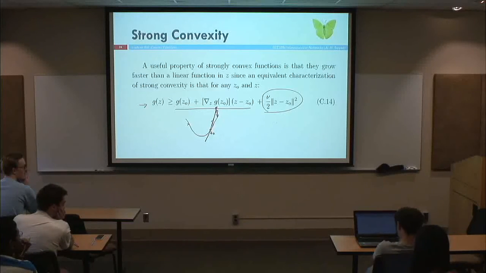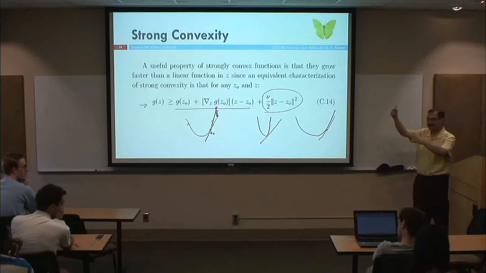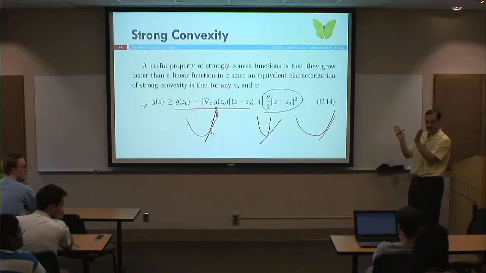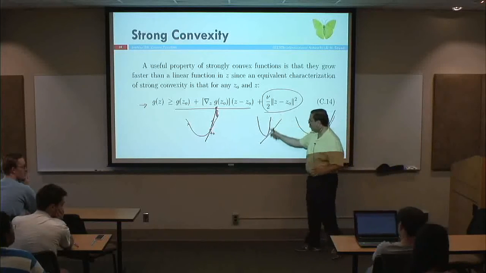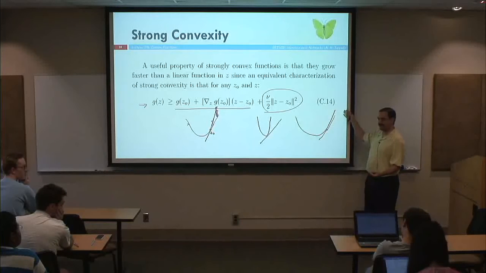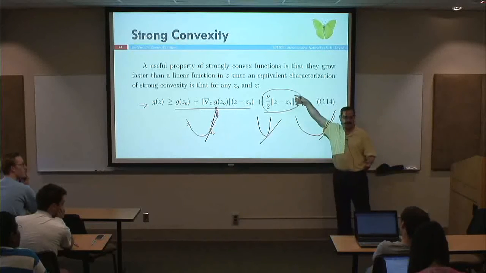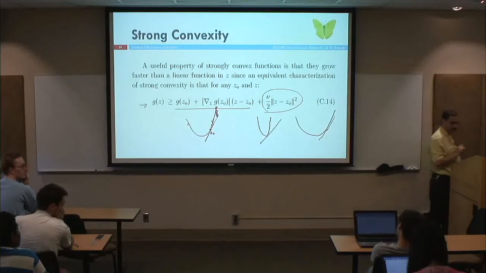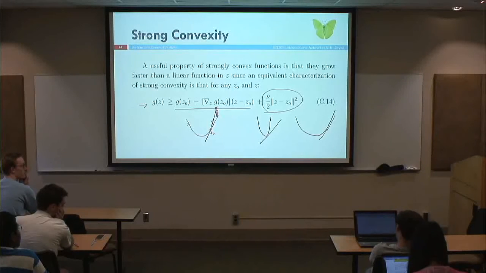This is another way of saying that this function looks more like this rather than a flat function like this, right? Because for this distance to grow quadratically with z minus z0, the function has to look more like this, with a sharper focus at the minimum, than like this. So this property is explaining the behavior you observed in the previous plot, right? Okay, very good.